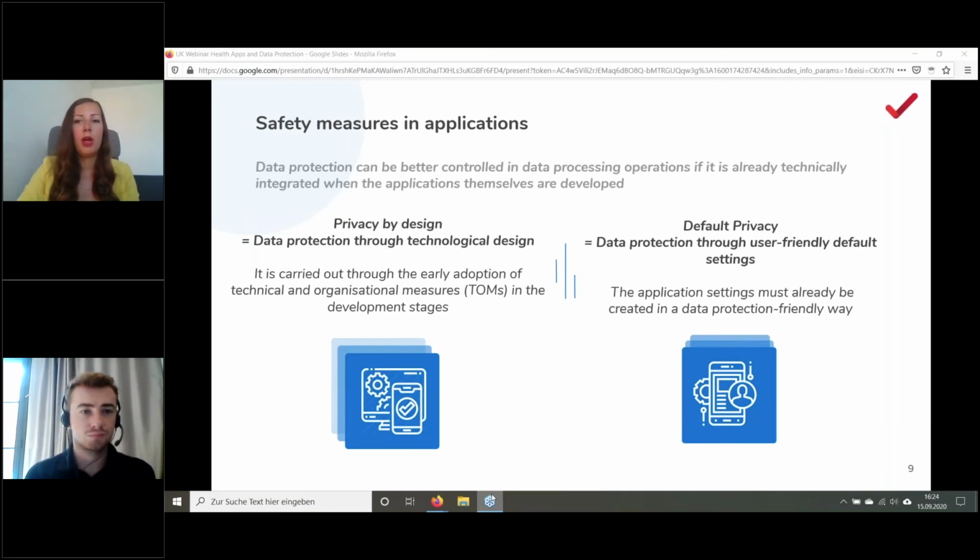So furthermore, the app must contain a privacy policy, and the user must be informed which data will be processed, and the privacy policy should be available in the App Store before downloading the app, so that potential customers can already see the information beforehand. They can see what data will be processed and how.